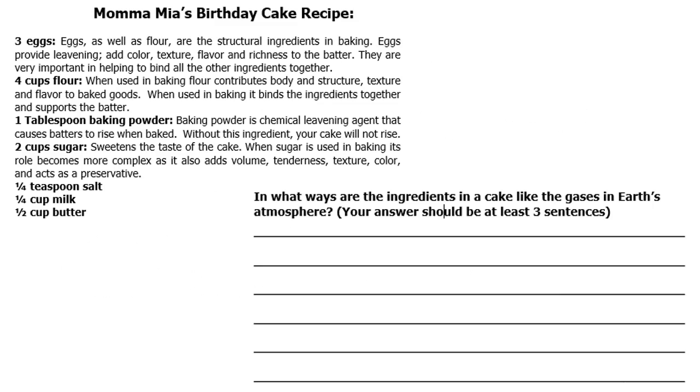Okay, so let's look at the recipe and the question together. In what ways are the ingredients in a cake like the gases in Earth's atmosphere? Your answer should be at least, on your paper it may say 3 sentences. Let's put 5 sentences because I'm going to give you 2 examples. So example 1, the teaspoon of salt is like ozone because it is a small amount.